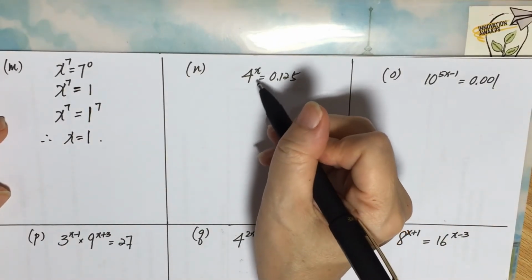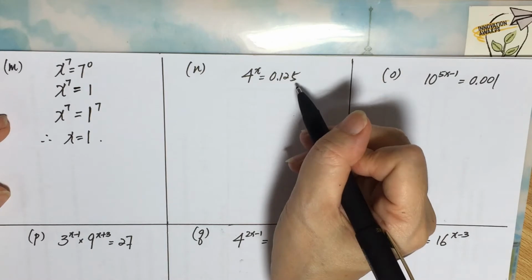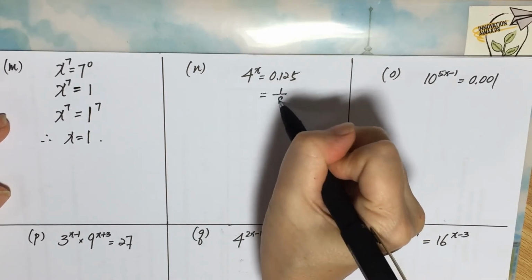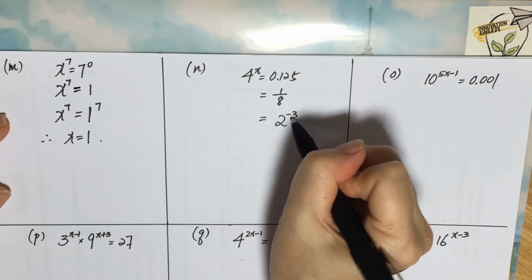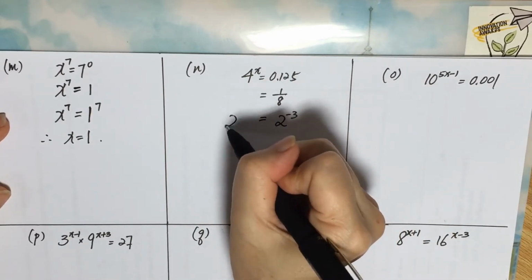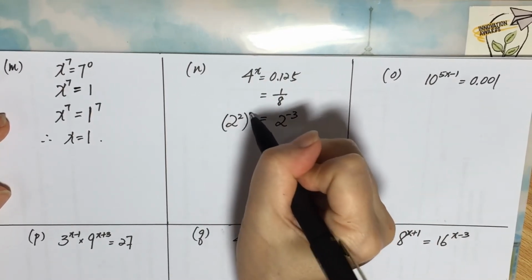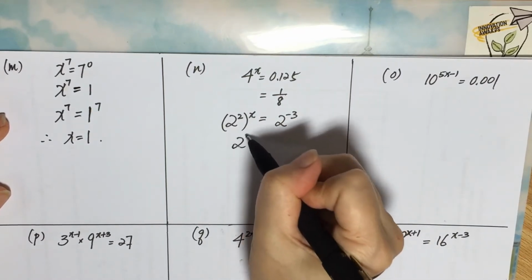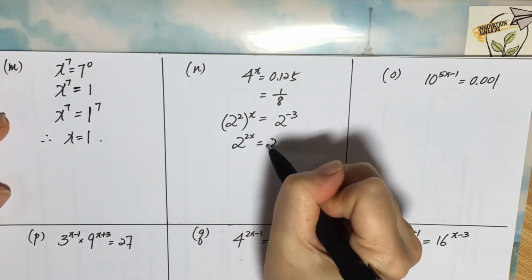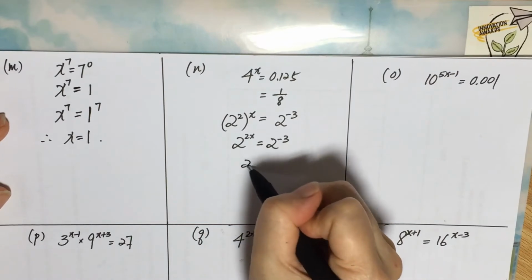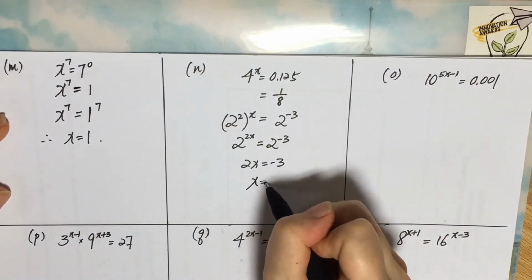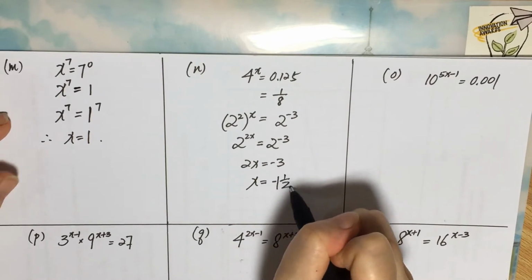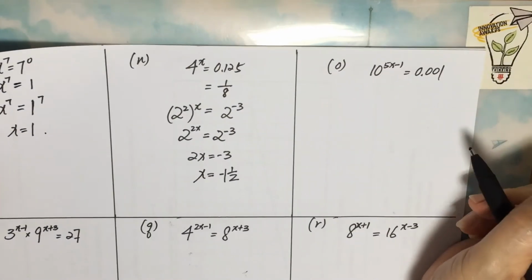Next one, 4 to the power of x equals 0.125. 0.125 is 1 over 8. Okay, and 1 over 8 is written as 2 to the power of negative 3. And this left hand side is 2 squared. So 2 squared to the power of x. So we have 2 to the power of 2x equals 2 to the power of negative 3. So 2x equals negative 3 because they have the same base. So the powers must be the same. So therefore, x is equal to negative 1.5.